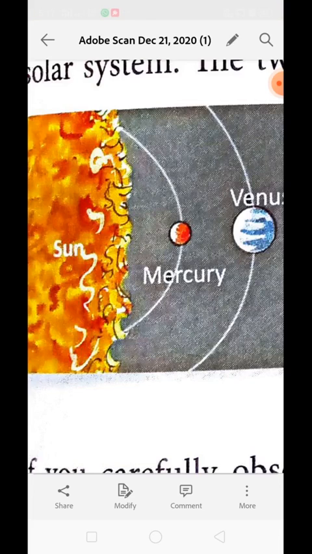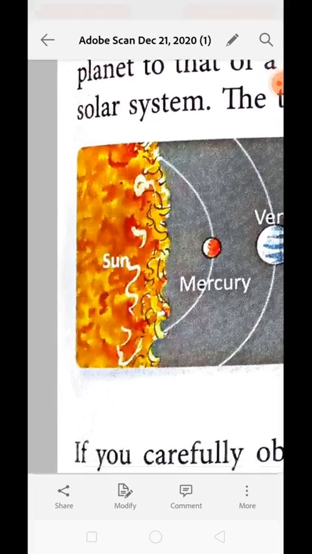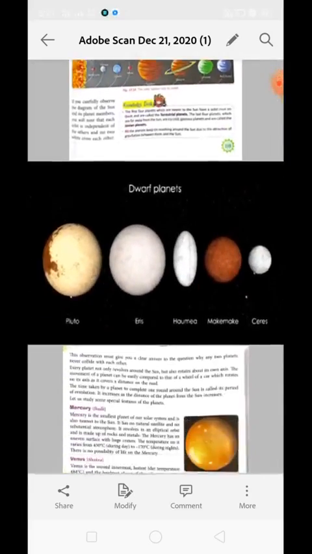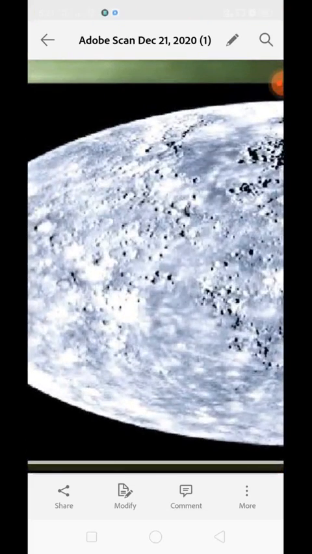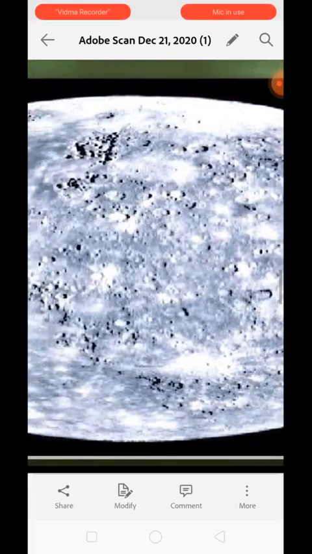Understood? As it is very close to the sun, it has no natural satellite and no substantial atmosphere. It revolves in an elliptical orbit and is made up of rocks and metal. Mercury has an uneven surface with huge craters. You can see the uneven surface of Mercury, right? The surface is uneven because of the huge craters formed by impacts.